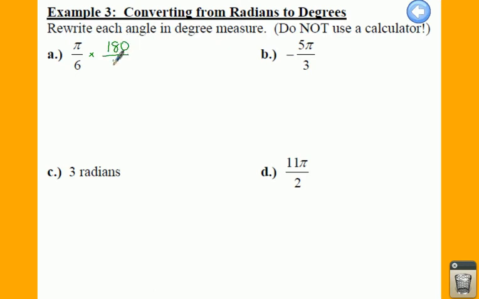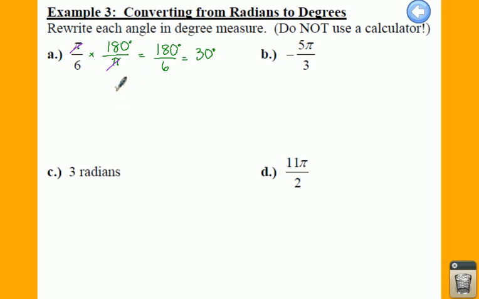The reason we do that is because then that's going to cancel out our pi's, like so. Then what you have is just 180 divided by 6, which is 30. This is going to give you 30 degrees.